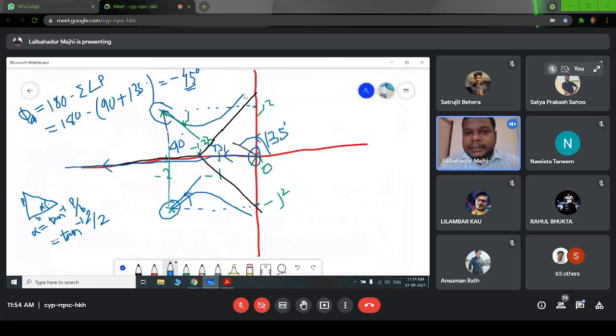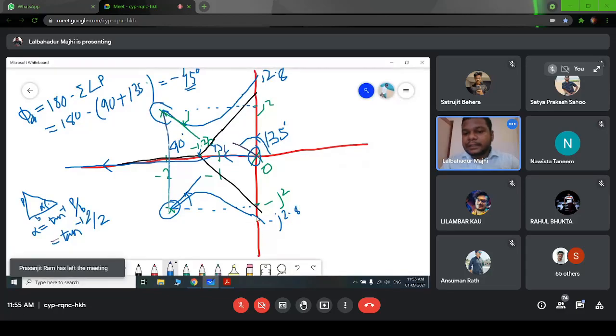So at j2.8, this is positive, and at minus j2.8, right?